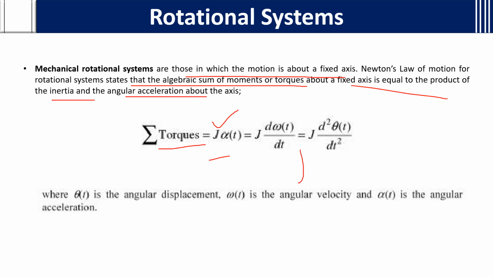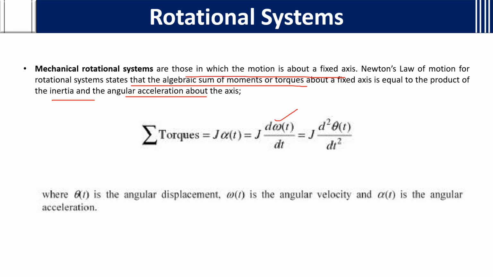That can be represented in the same way as force, which we wrote in terms of velocity and displacement. Here also angular acceleration becomes d by dt of omega of t, the angular velocity, and d square by dt square of theta of t, the angular displacement. There we wrote d square x of t by dt square. Here we write d square theta of t by dt square. That is the only difference. And here it is J because it is the moment of inertia, whereas there it is mass. The differential equation form is the same, but the representation is different.